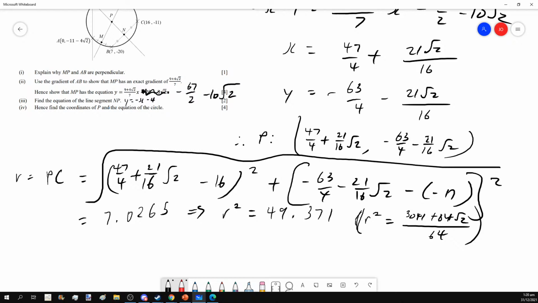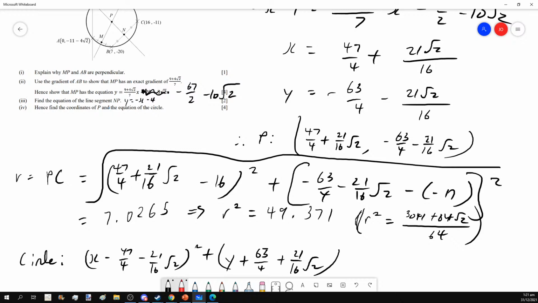So now that we have the radius, and therefore we have radius squared, and we have the center of the circle, we can conclude that the circle is simply going to be x minus the x coordinate of the center, squared, plus y minus the y coordinate of the center. Do take note that the double negative will change it into a plus, squared equals radius squared, which is 49.371, i.e.